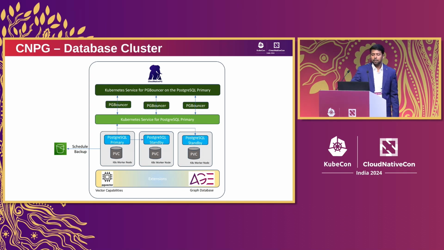And how we enabled the vector database and graph database is via extensions. Here we use PG vector for vector databases, and then Apache AGE for graph databases. By default, CNPG accepts only a limited number of connections, so to maximize the number of connections, we use PgBouncer.